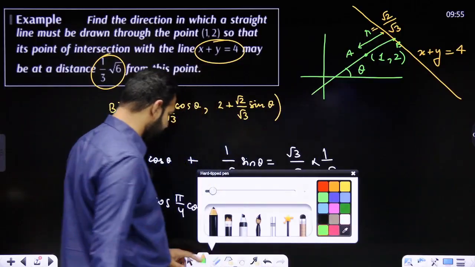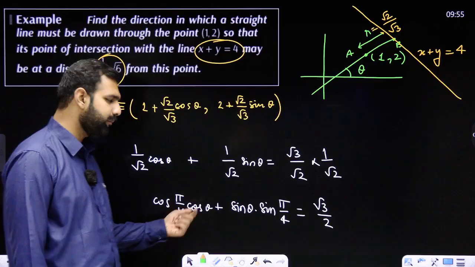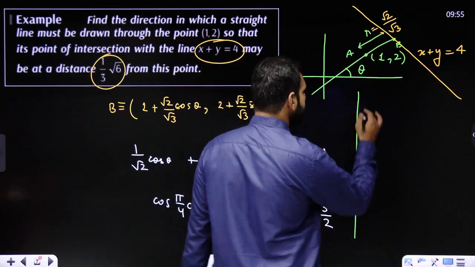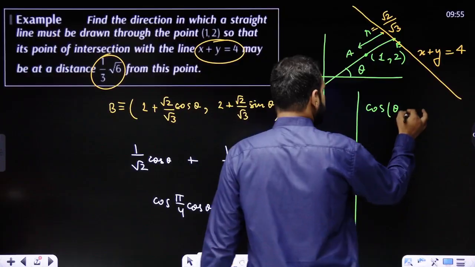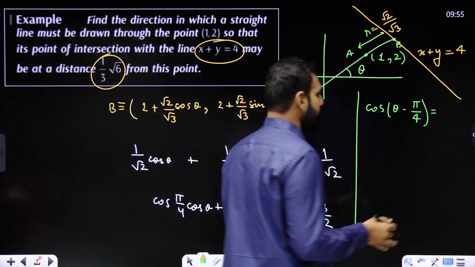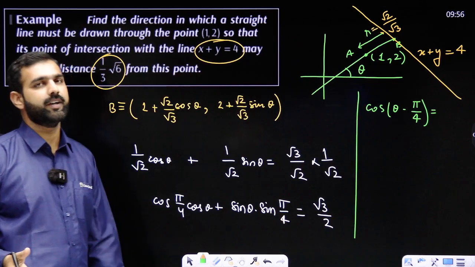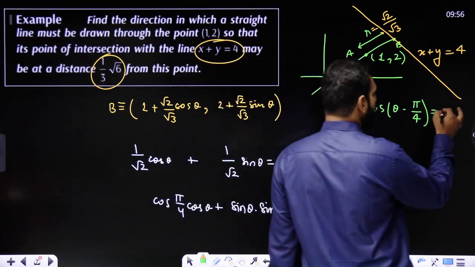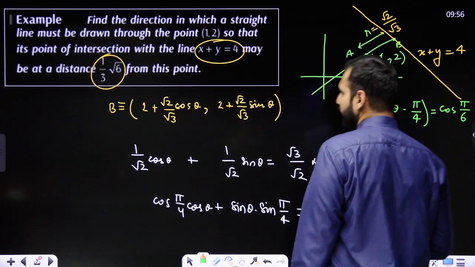Now what do I do next? Cos a cos b plus sin a sin b, theta I'm taking as a. So LHS is going to be cos theta minus pi by 4 because it is cos a minus b, and on the right hand side it is root 3 by 2. So root 3 by 2 in cos is going to be 30 degree. I hope you are realizing it very clearly. So cos 30 degree, either you write it as 30 degree or pi by 6. I hope there is no confusion on this.